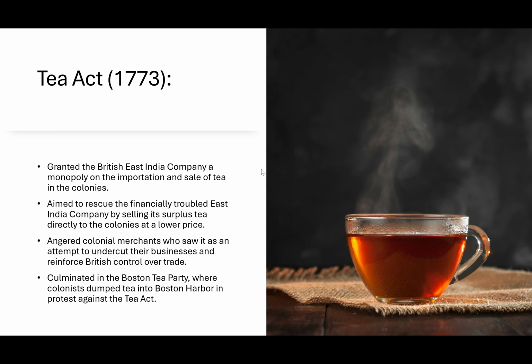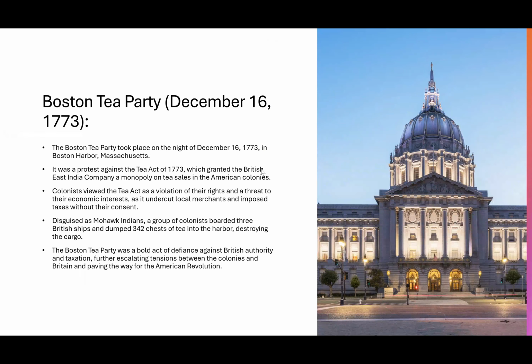Okay, so both persons are more or less correct. So we're looking at the Boston Tea Party of December 16th, 1773. We're looking at that specifically. It was really a protest against the Tea Act. Really just that protest.